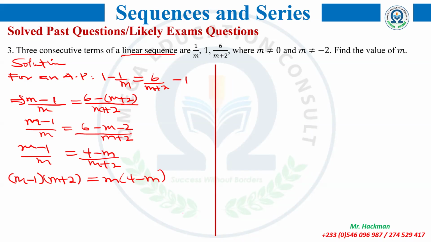And from here going, it will be m0 a0. So we expand this, which will give us m squared. This time this will give us plus 2m. This time this will give us minus m. This time this will give us minus 2. Is equal to 4m minus m squared. Am I right? Yes, please. Yes, sir.